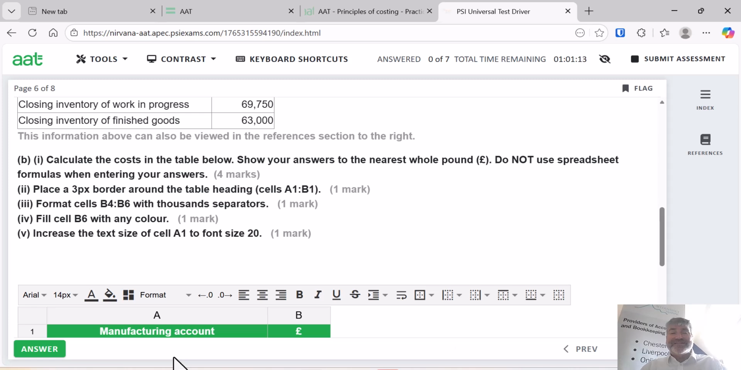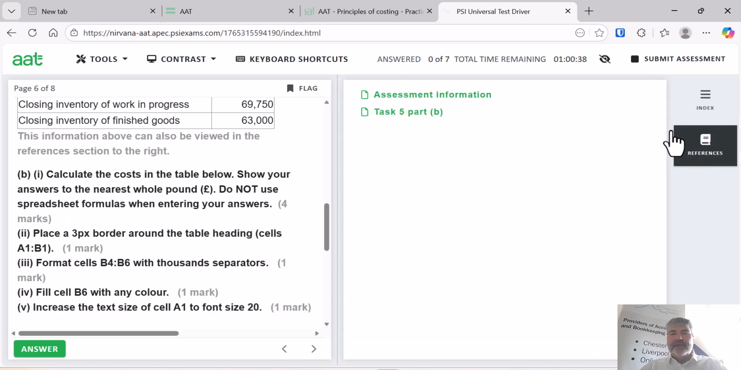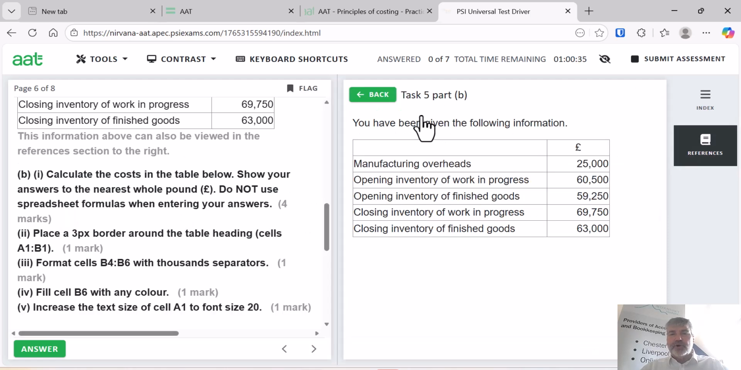What we're asked to do is to calculate the costs in the table below, showing answers to the nearest whole pound. Specifically, we're told not to use formulas when entering our answers. So we do the calculation and pop the number into the cell. Then we've got some formatting to do. Let's focus on the numbers first. We can make use of the pop-up window away to the right in the references section to save having to scroll up and down. So I'm just going to open that references section and pull up the information for part B of the task.